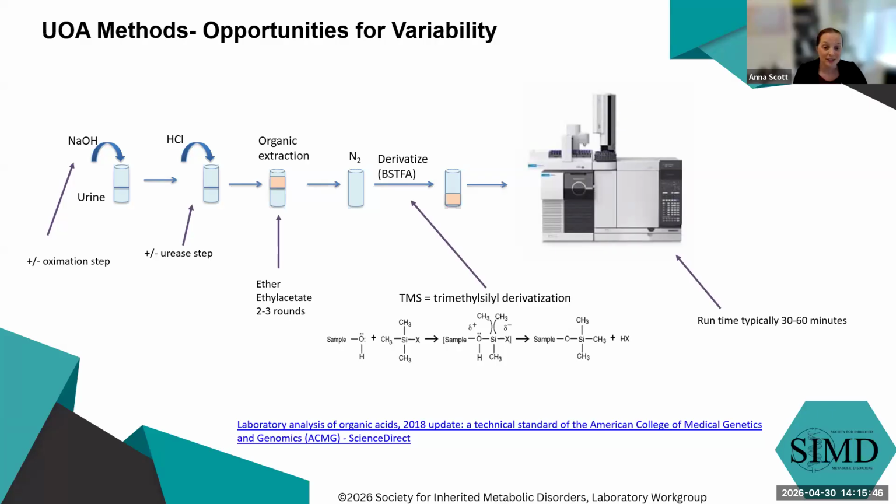That sample is then injected into an instrument, and the runtime varies based on the performing lab. But most labs run, each sample takes about 30 to 60 minutes, depending on their instrument settings. So you can never get an organic acid stat because the instrument time is already greater than the maximum turnaround time for a true stat order.